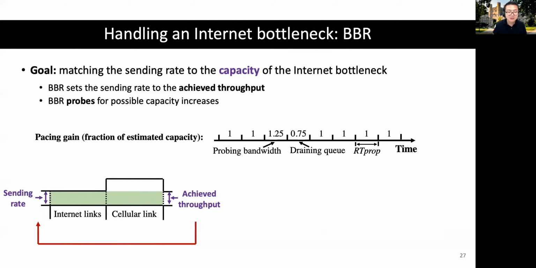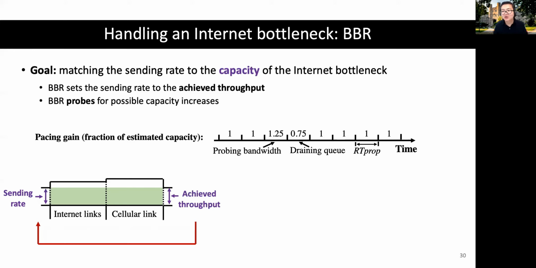As a result, BBR will probe for any possible capacity increase. Specifically, it divides the time into 8 cycles, and the sender will increase its sending rate blindly in 1 cycle. If the increase of the sending rate causes an increase in the final achieved throughput, we can safely say that the capacity of the bottleneck link increases.